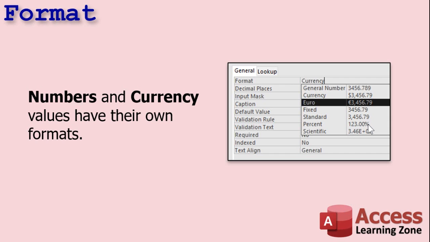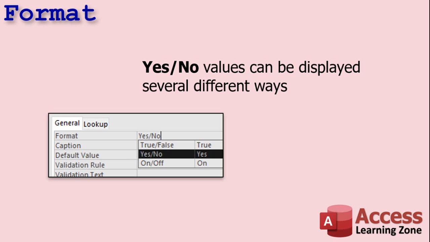You've got standard, you've got percent, which basically multiplies the number that's in the field by 100 and displays it with a percent sign. And then, of course, scientific notation. And yes, there are some custom number and currency formats as well. I don't use those quite as often as I use custom dates, though. Yes/No values basically can be displayed as either yes, no, on, off, true, false. You can change that depending on the situation.